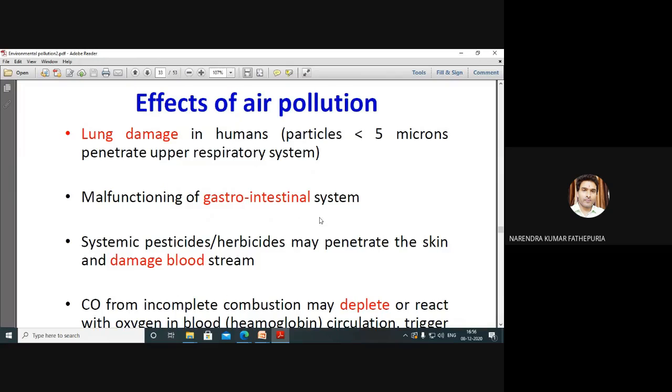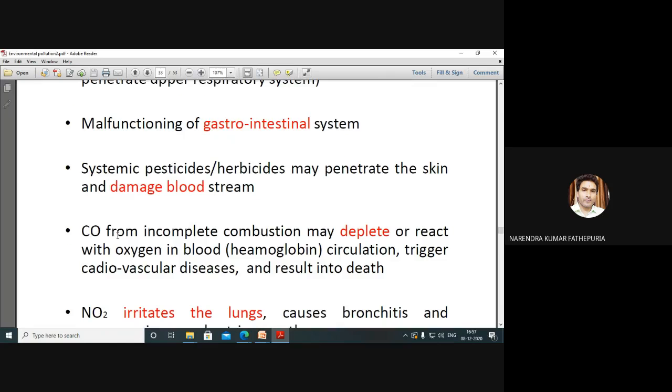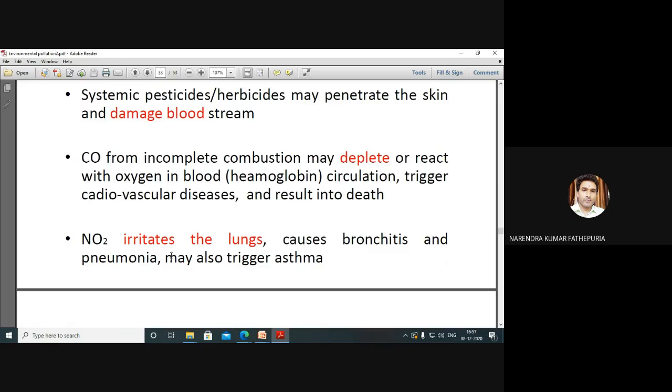Lung damage, gastrointestinal system damage. Systemic pesticides and herbicides may penetrate the skin and damage blood cells. Carbon monoxide from incomplete combustion may react with the oxygen in blood cells and hemoglobin circulation and trigger cardiovascular diseases, resulting in death. Nitrogen dioxide irritates the lungs, causing bronchitis and pneumonia, and may trigger asthma, right?